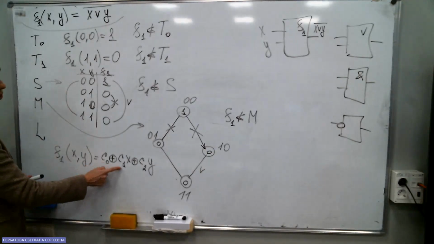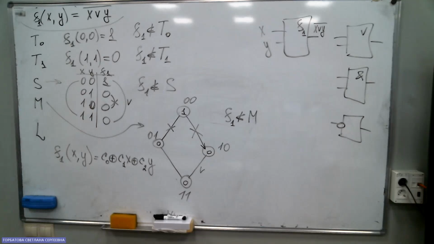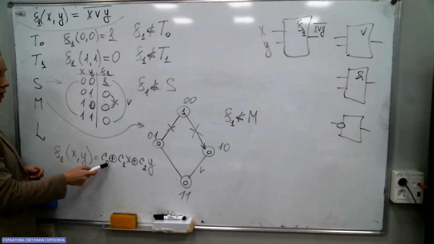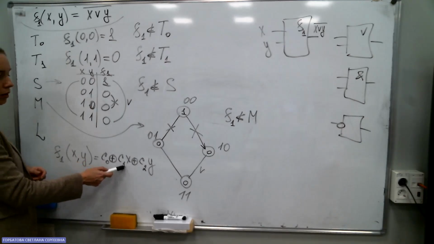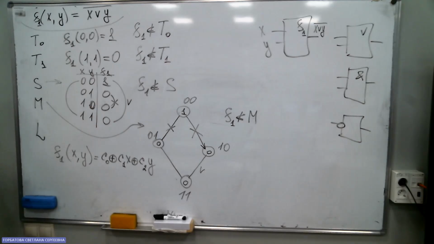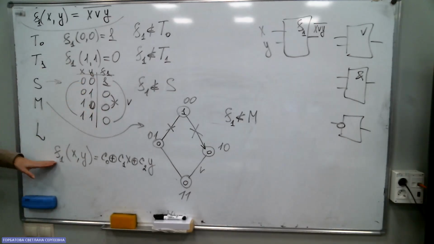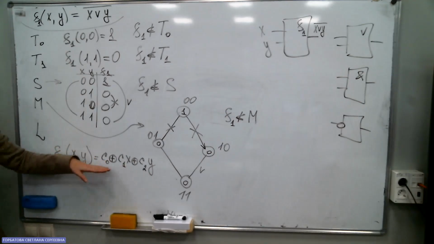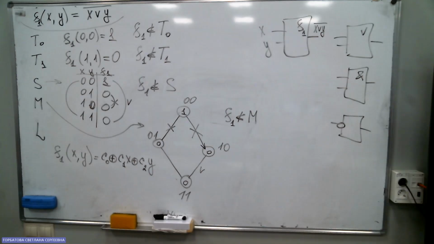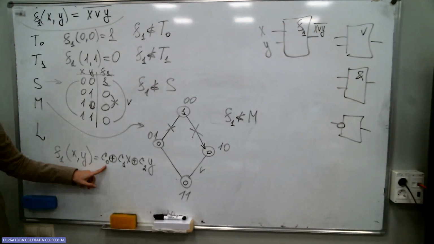Here C0, C1 and C2 can be 0 or 1. So if it's possible to find C0, C1 and C2 so that the result is correct in each point, it means that it's possible to construct this function as a linear combination. Okay, so how can we find C0, C1 and C2?